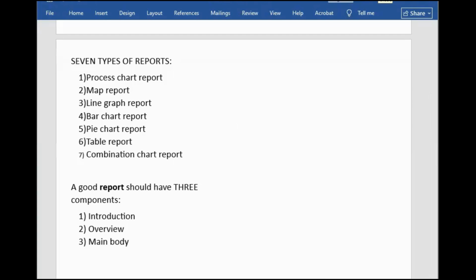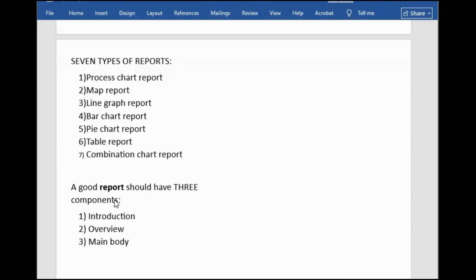Okay, so I'm asking because I want to know what you guys are dealing with so that we know what to focus more on. But anyhow, I'll still touch on introduction and overview. So you must be able to write a good introduction. After your introduction, you move on to the what? To the overview, and then you move on to the main body.